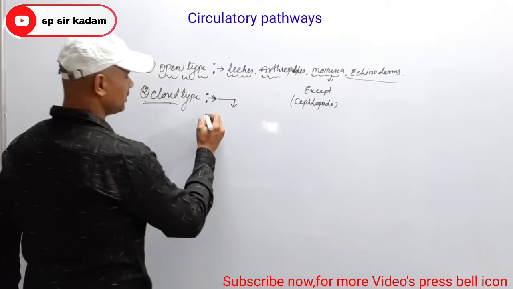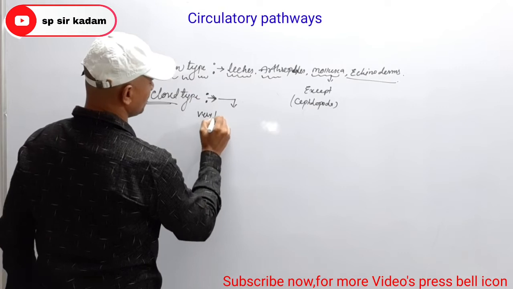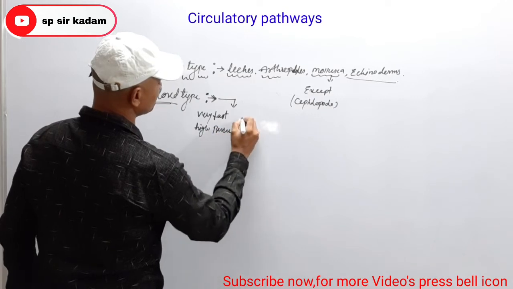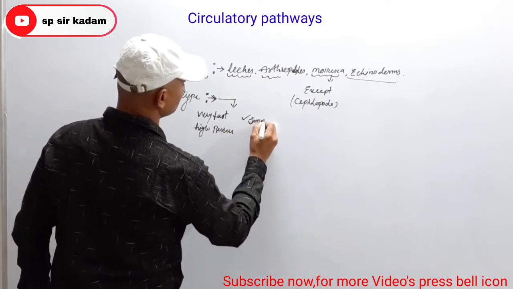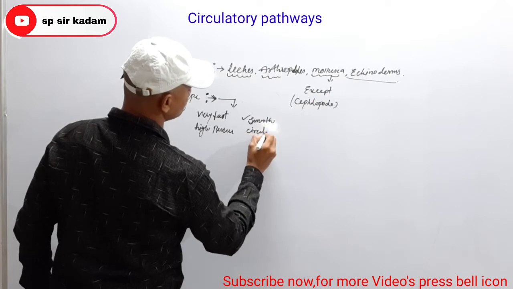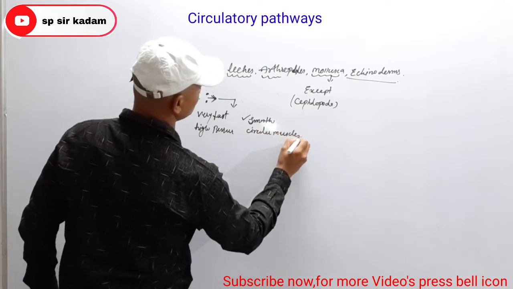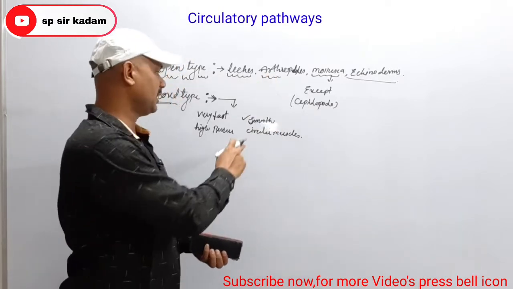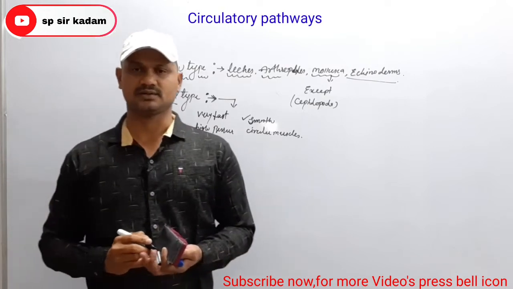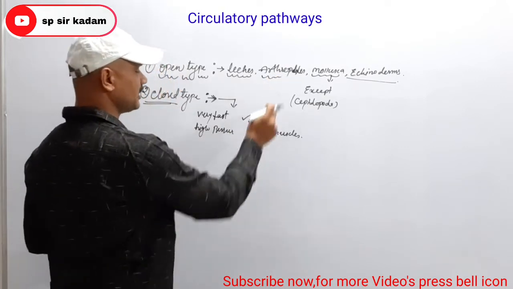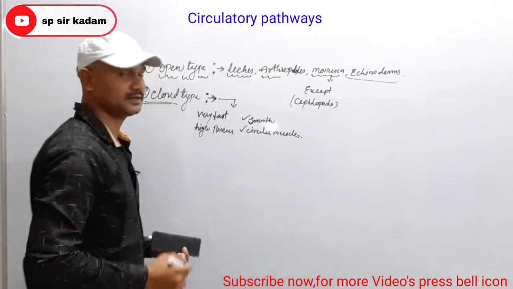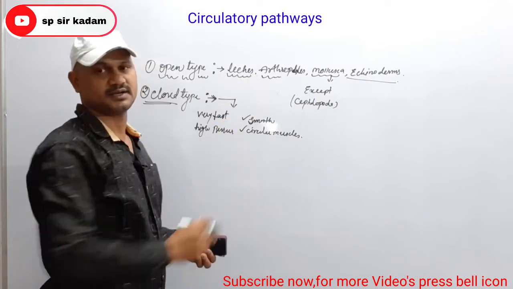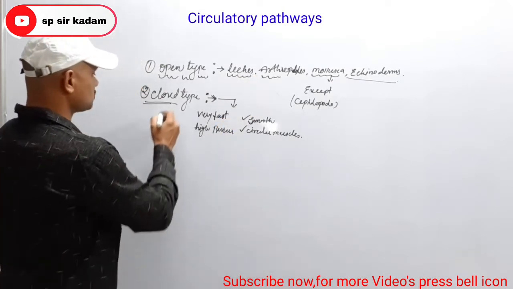In this type, blood flows very fast and at high pressure. Why? Because of the presence of smooth circular muscles. So here the blood flows very slowly at low pressure, and here very fast at high pressure. Here the smooth muscles are absent, and here smooth circular muscles are present. And here blood capillaries are absent, and here blood capillaries are present. Clear? So that is closed type of circulation.